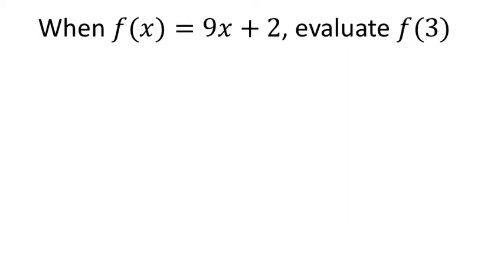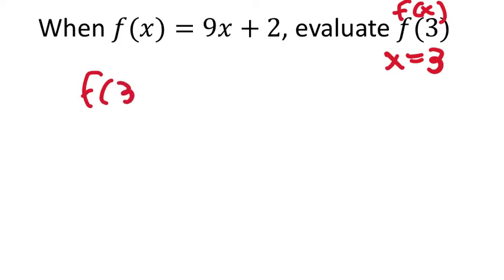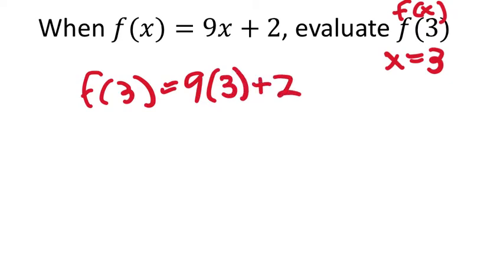But when f of x equals 9x plus 2, evaluate f of 3. Remember that this right here is telling us that x equals 3, right? Because it really is supposed to show f of x, but it's now f of 3. Replace the x with 3. So we're going to show this as f of 3 equals 9, but now the x is replaced with 3, plus 2. I wouldn't do this with the order of operations. I just put it in the calculator. 9 times 3 is 27, plus 2 is 29.